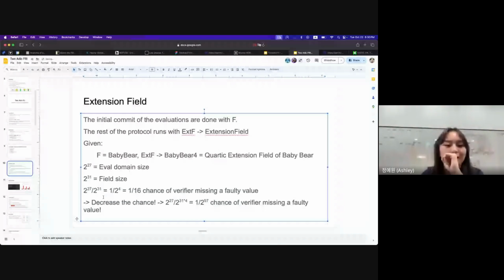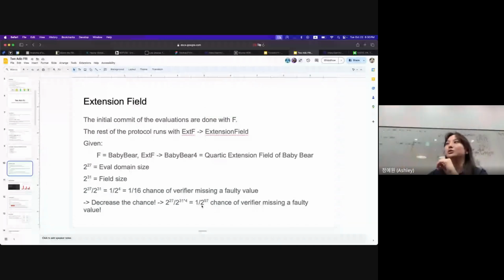And if it's multiplied by 4, then you can see here that the chance goes down to like 1 over 2 to the 97, which is a massive difference. And this is why extension field is used. The next interesting thing we have in TwoAdicFri is the blowup factor.